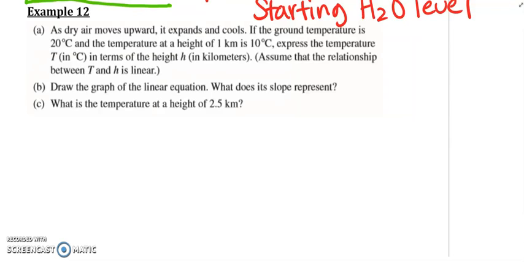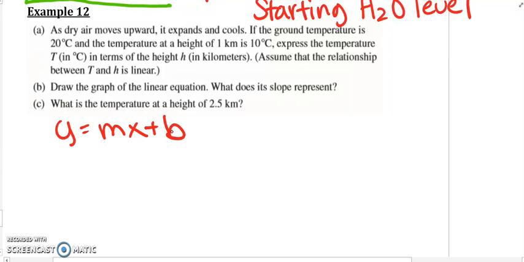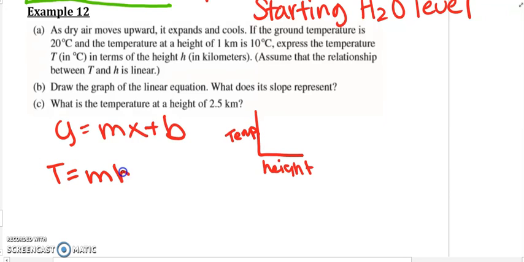So I know the ground temperature is 20 degrees, and we want to express it as a line. If the ground temperature is 20, temperature is what is being affected by height. So if we did a graph here, this would be our height, that's our independent, and temperature is dependent. So temperature is our y, and height is our x. So that's really what I have going on here, but I have to find m and b.